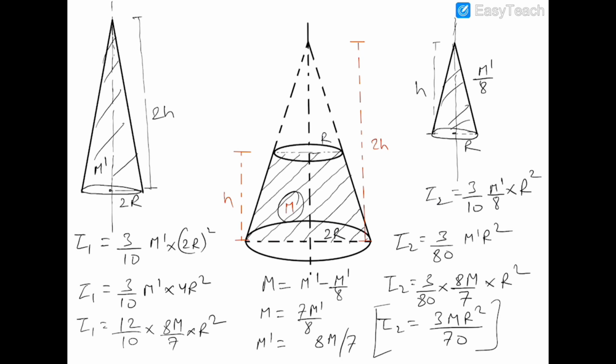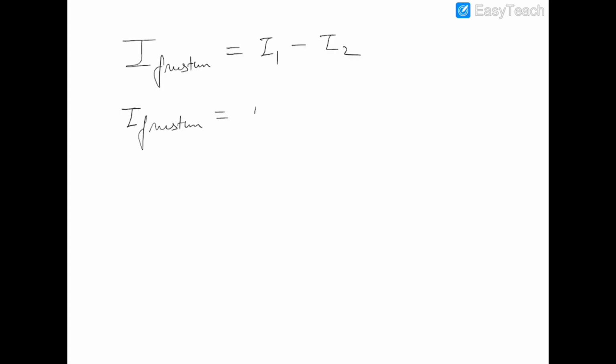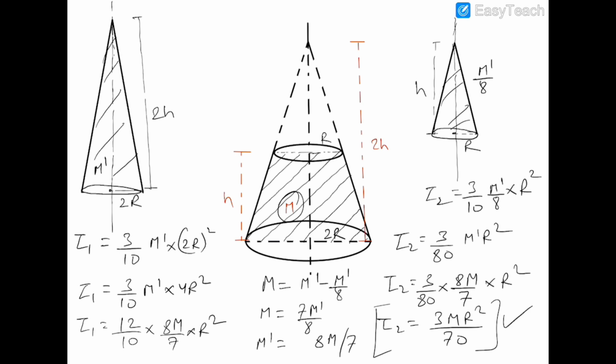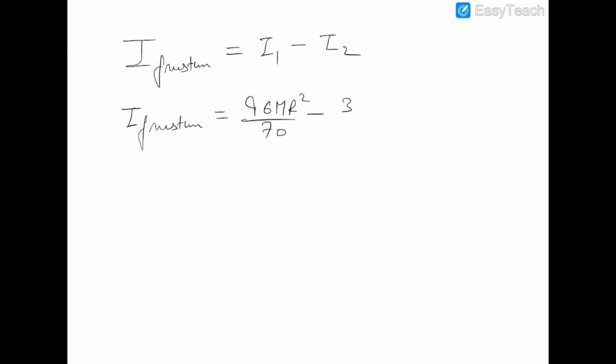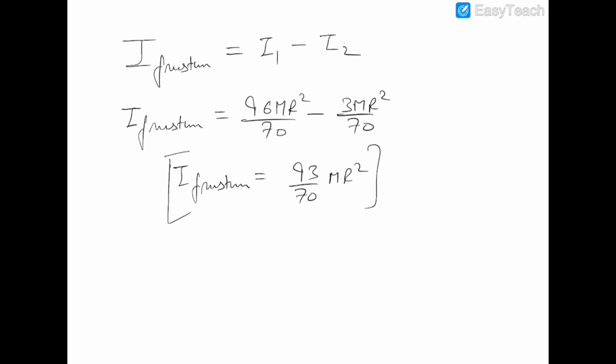So this would be 96 m r square by 70, and this is 96 m r square by 70 minus I2, where I2 is 3 m r square by 70. So I of frustum is equal to 93 by 70 m r square. So this is the correct answer. Thank you.